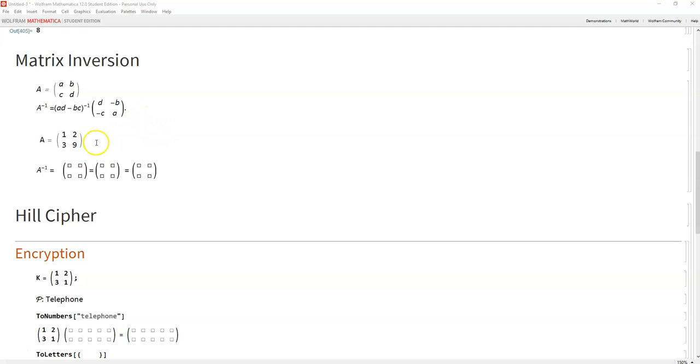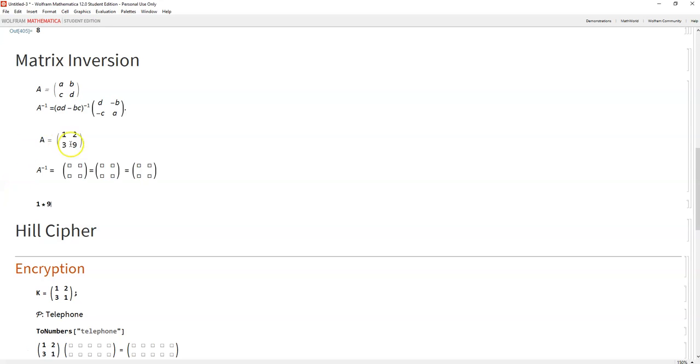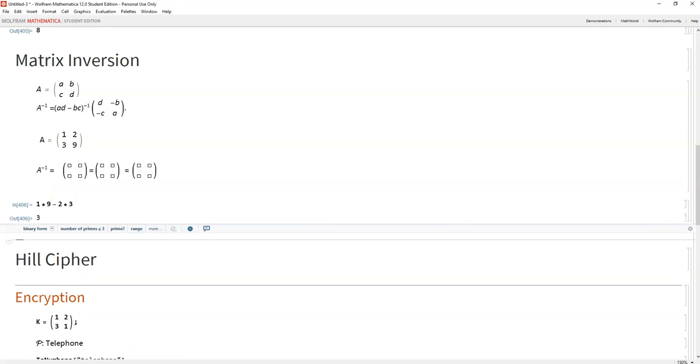All right, so for an example, let's look at this matrix A here. Okay, so the first thing I need to do is work out my determinant. So my determinant is 1 times 9, A times D, minus 2 times 3. All right, it gives a value of 3, which is definitely invertible mod 26 because it's odd and not 13.